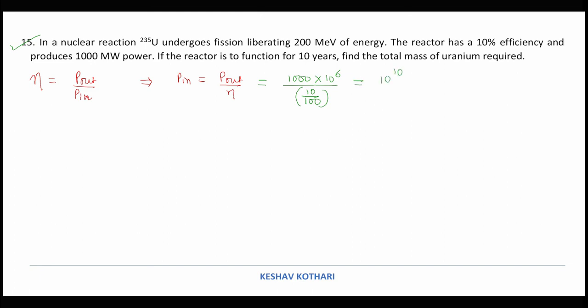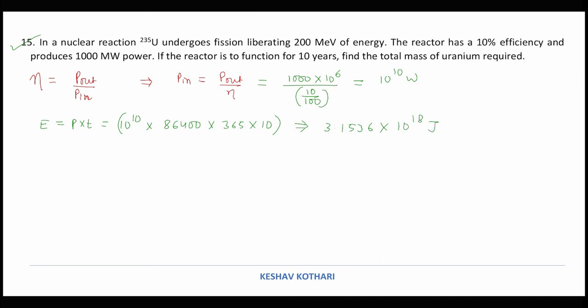So we are calculating the value of power input, which is coming out to be 10 to the power 10 watt. Now the energy required for this power can be calculated by simple calculation, that energy is equal to power into time. So power is equal to 10 to the power 10, and we have to do the calculation for 10 years. For one day there are 86400 seconds. For 1 year there are 365 days, and we are dealing with 10 years straight, so we multiply this with 10. On calculation we end up getting 3.1536 into 10 to the power 18 joule. So this is the energy requirement.